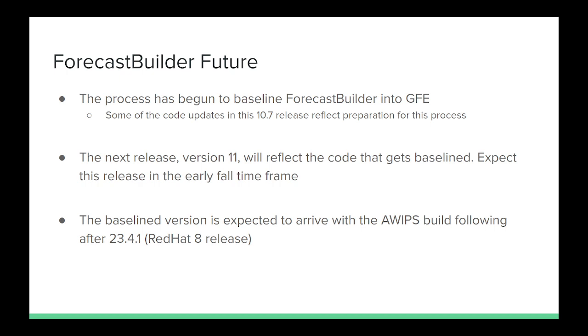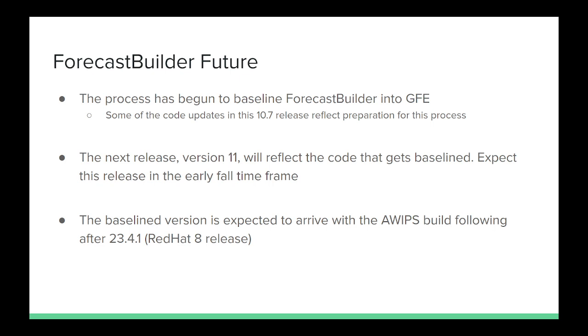So let's talk a little bit about the future for ForecastBuilder. We're at a kind of important spot right now. We're going to start working through the process of baselining ForecastBuilder. As mentioned, some of the updates in the release are getting us towards that path. Version 11, which is slated for the fall, is going to reflect the code that does get baselined. And the baseline version is going to take a while to get out, because we've got to get through a couple of AWIPS builds, and most importantly, the Red Hat 8 release that is accompanying 23.4.1.